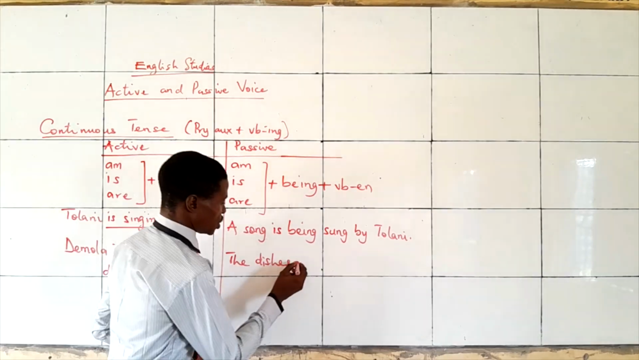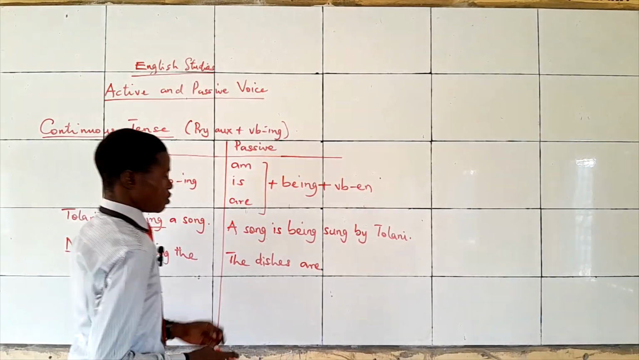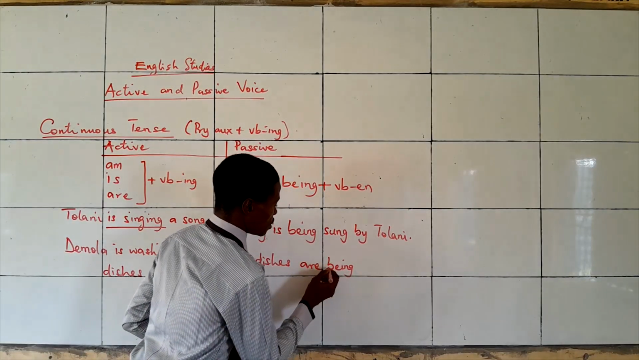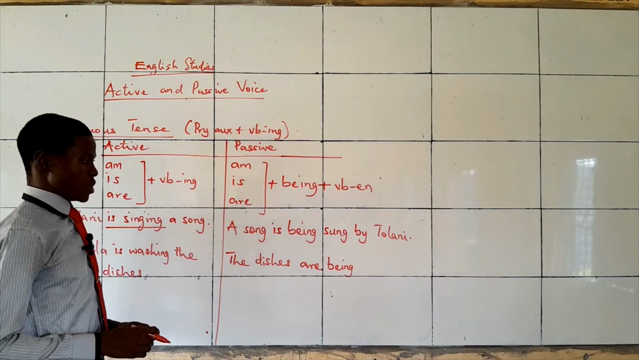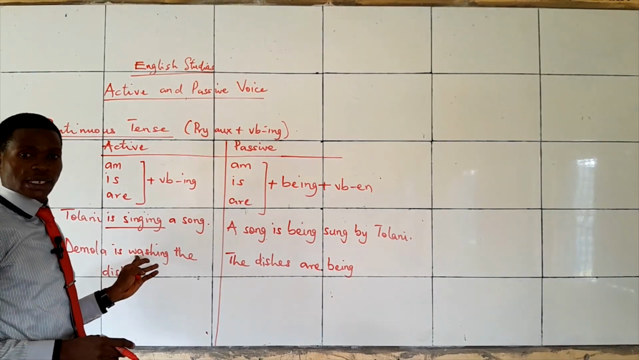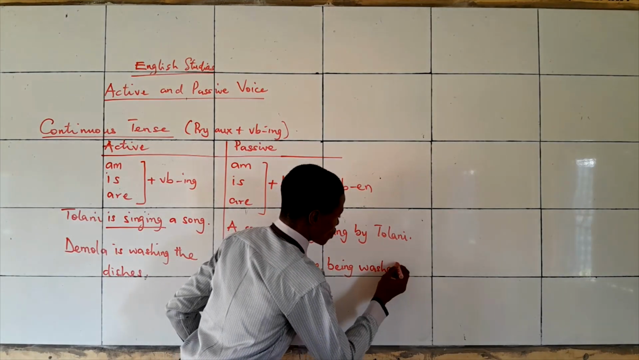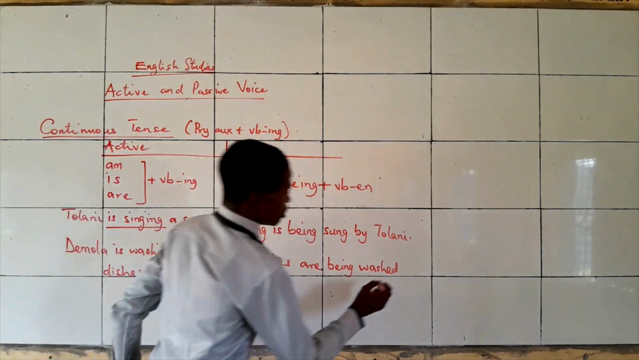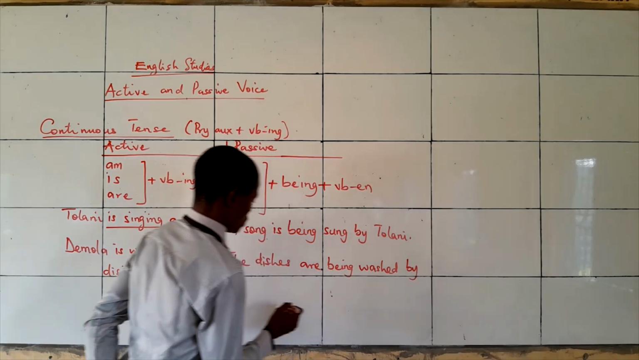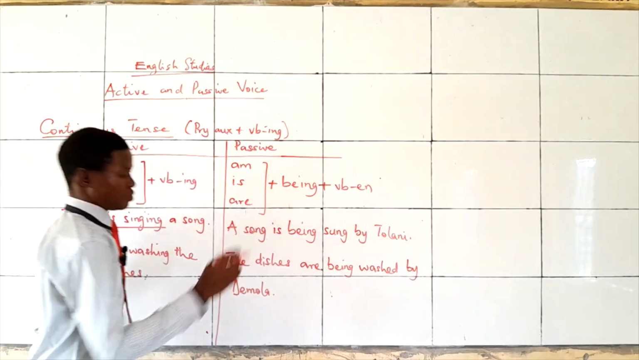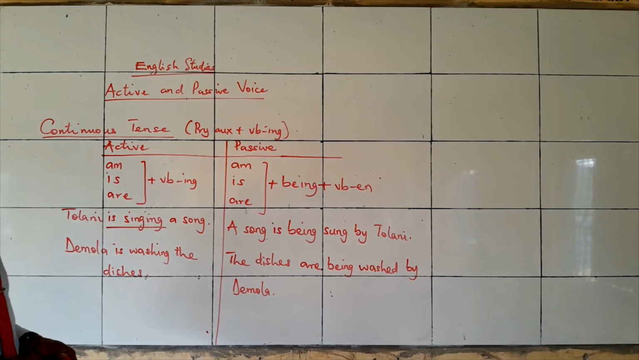Now say the dishes are, bring the passive marker, being, the dishes are being, then the lexical verb, washed. By Demola. Simple as ABC. Please, let's take a look at it again.